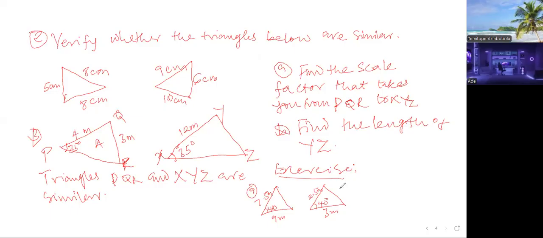Wait, does that say 2.5 for the first triangle? No, for the first triangle it is 7.5. For the second one it is 2.5. Okay, then it's similar, because the scale factor is 1/3, and it has the same angle. Very good.